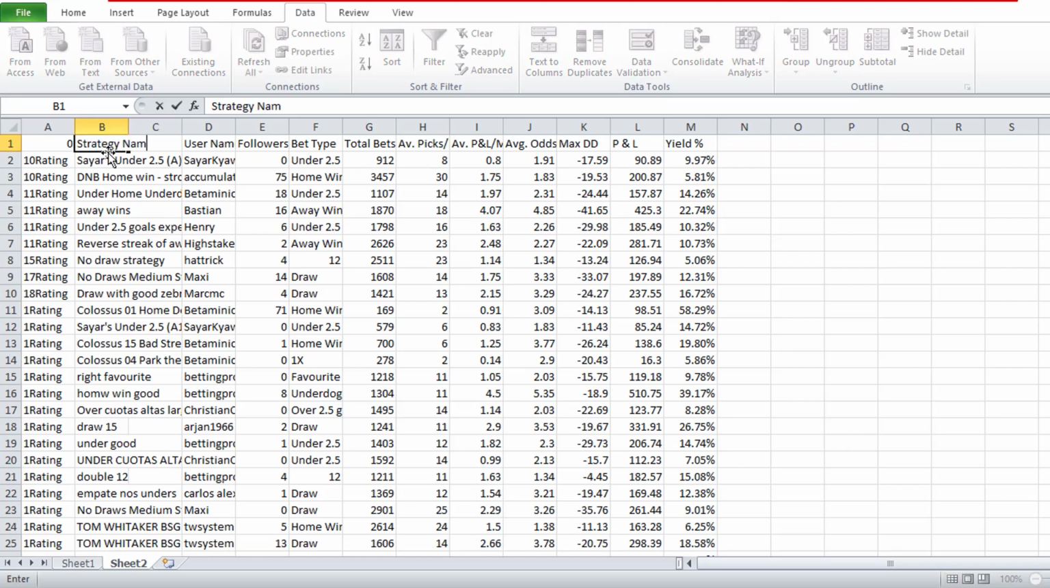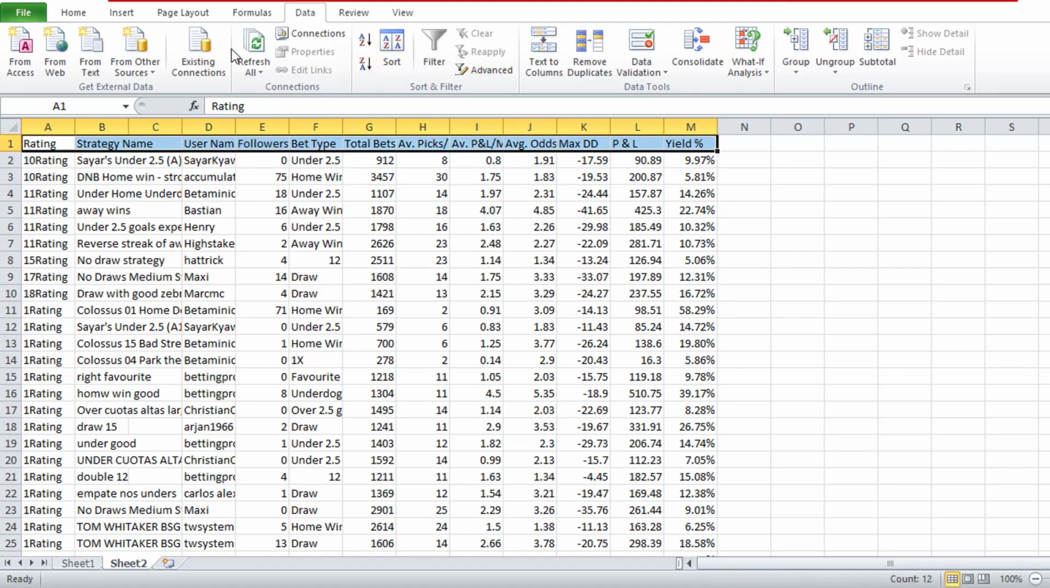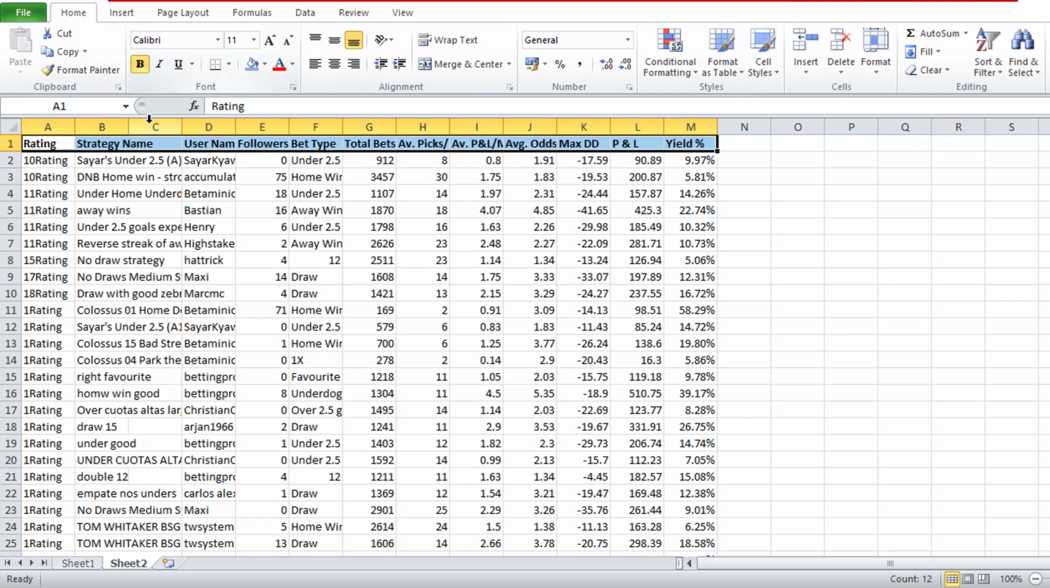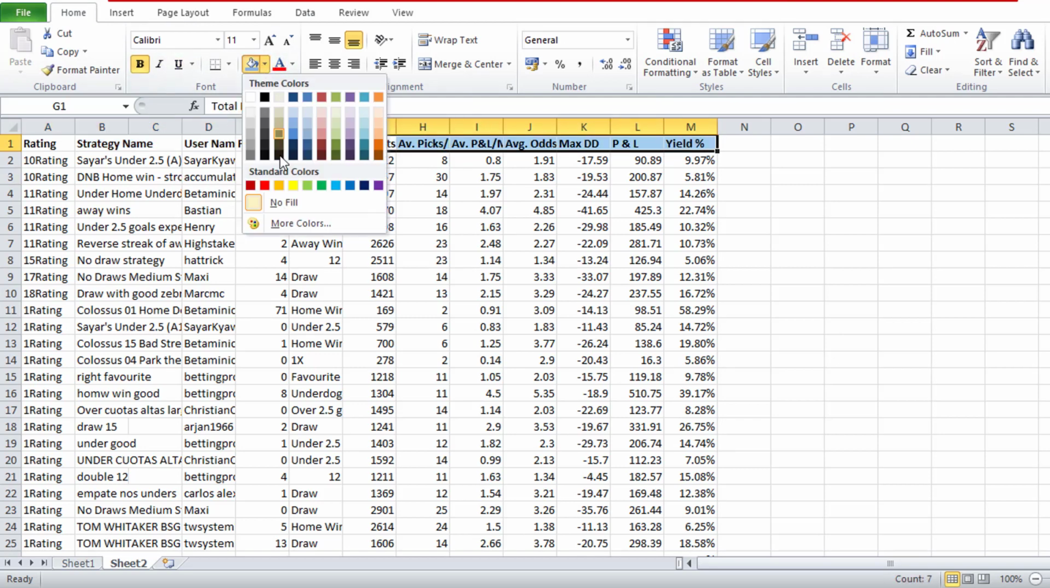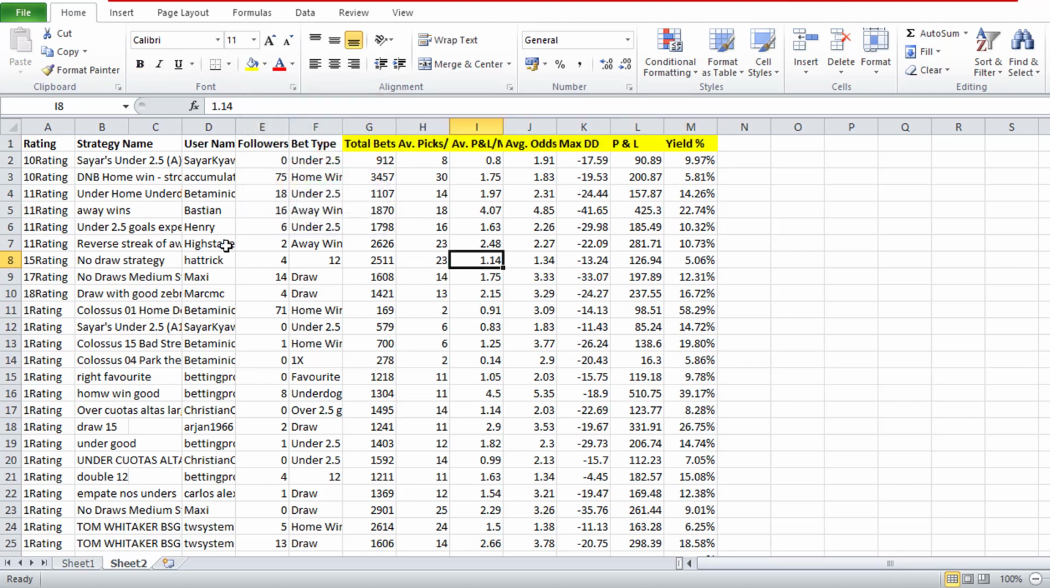Now I'll just change this column header so I know what it is. This is the strategy name. This is the rating. Then I'm going to make the column headers bold and I'm just going to give a color background to this data header so I know that this is one set of data. So this is the all period data I've got here, the all results data.